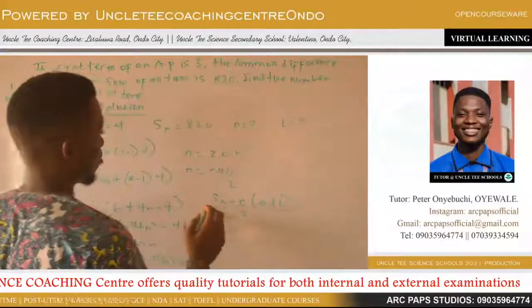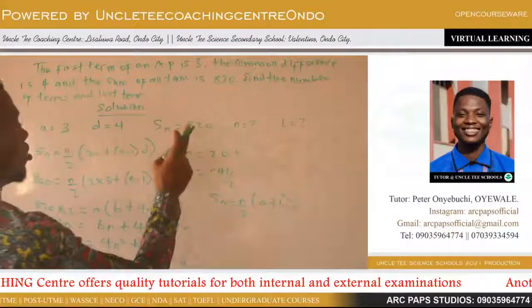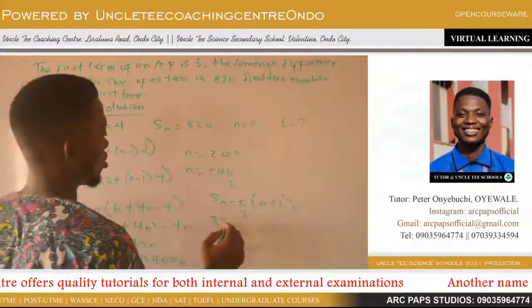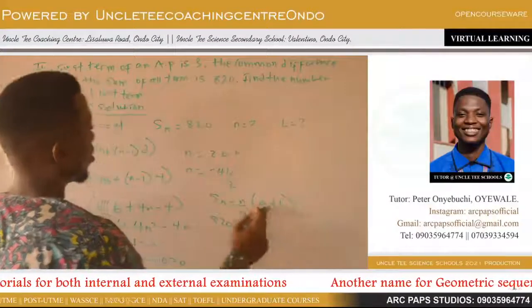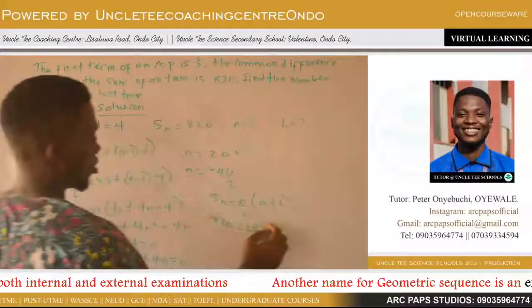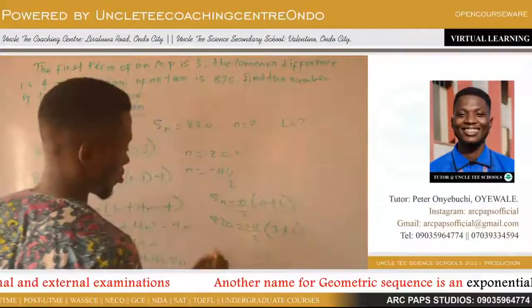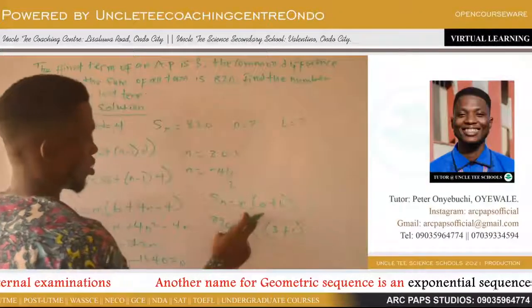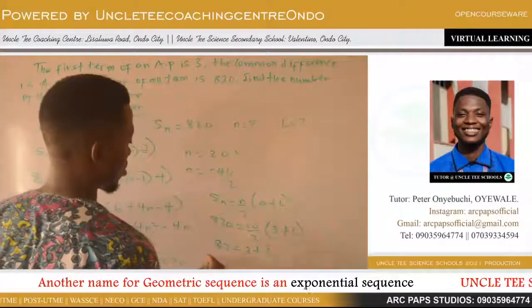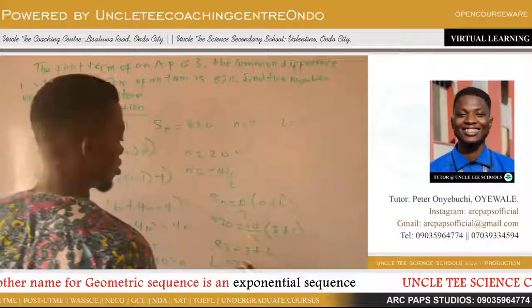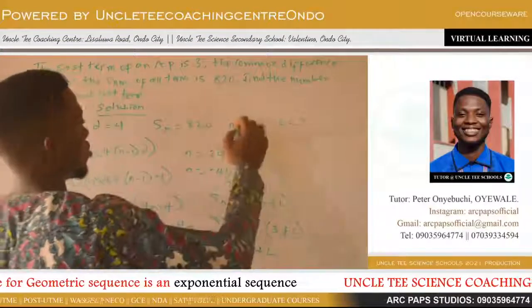Our Sn will give us n over 2 into a plus last term, because we want to find out the last term also. So 820 will give us 20 over 2 into our first term, which is 3, plus our last term. So 820 over 10, that is 82, is equal to 3 plus L. Our L gave us 82 minus 3, which is 79.